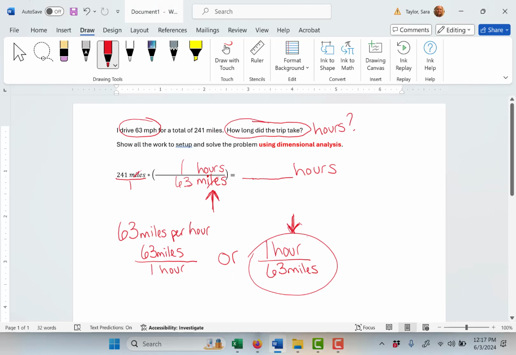Then I multiply it out. In the numerator, I have 241 times 1 and units of hours. In the denominator, I have 1 times 63, and there are no units in the denominator. And when we divide 241 divided by 63, we get about 3.8 hours.